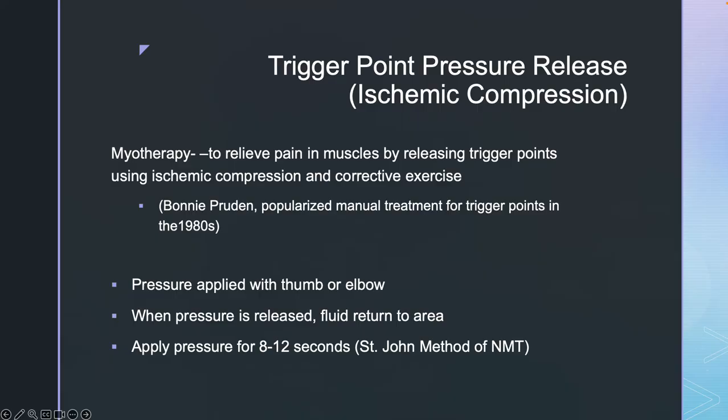You ever notice that when you apply pressure, the area kind of gets white for a second, and then you let go, and it gets red again, pink? That's what we're doing. We're applying that pressure, limiting the circulation to that area, releasing it so that there is a surge of blood flow. According to the St. John method of neuromuscular therapy, we hold it for 8 to 12 seconds. That's why I say 10, 15 seconds, because everybody has a different answer for this.